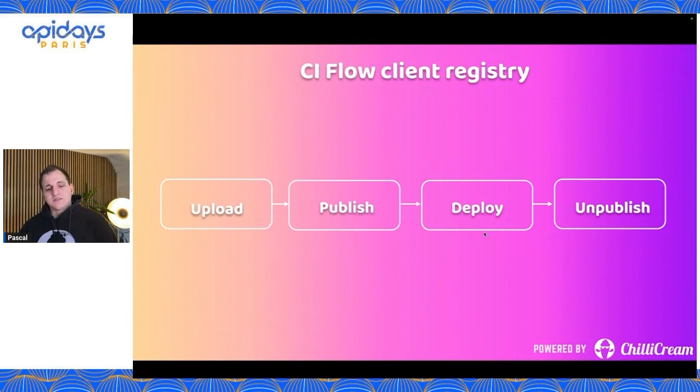In the client registry, the flow is slightly different from what you see in the schema registry. You first upload it, then you publish it to a stage, then you deploy your application, your client app, your mobile app. And after you decommission the application, for example, version 1 is now out of support, you unpublish it from the schema registry. And with this, all the queries are gone, the app is now unsupported, and you can now also break the schema.